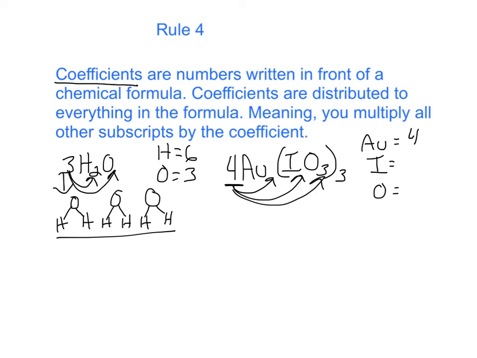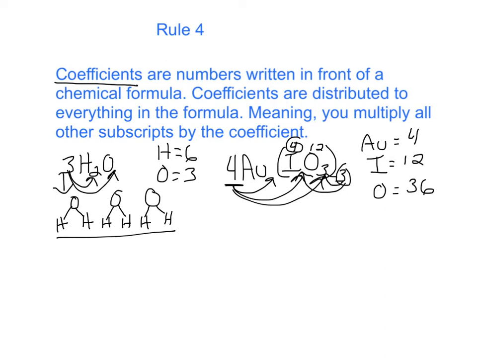4 times 1 is 4, so there's 4 right now for the I's, and then 4 times 3 is 12. So right now there's 12 oxygens, but we're not done because we also need to multiply the subscript outside the parentheses. And so we're going to say 4 times 3 times 1 is going to be 12. So there's going to be 12 I's, and then 3 times 12 is going to be 36. So there's 36 O's. And so this is pretty much as complicated as it can get because you have parentheses and coefficients. I'll look at one more.